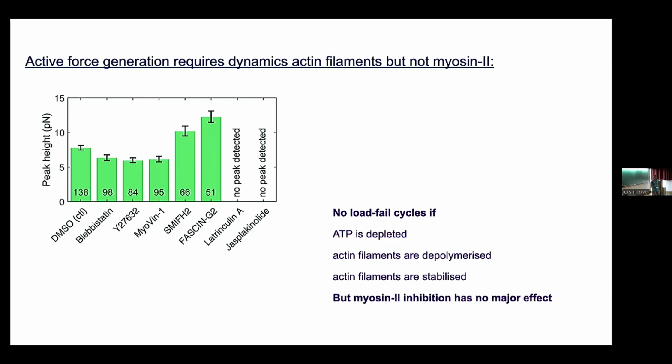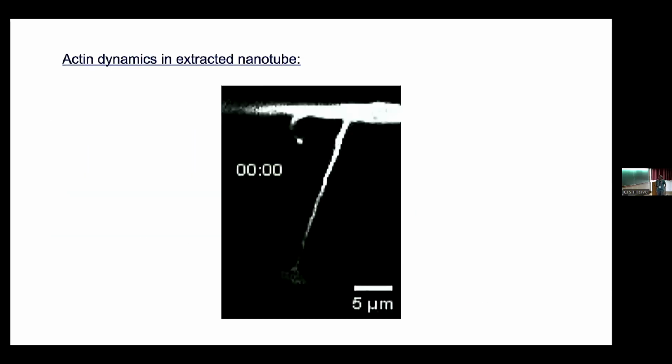It doesn't allow actin filaments to undergo turnover. So to summarize this, we don't observe any load-and-fail behavior only if we either deplete ATP, depolymerize actin filaments, or stabilize actin filaments. But myosin II has no effect.